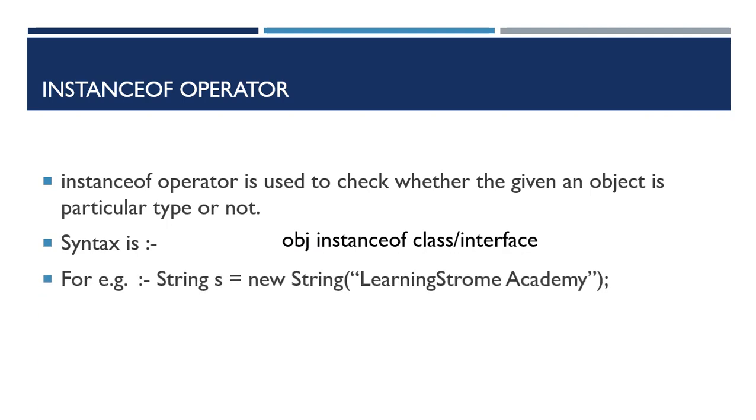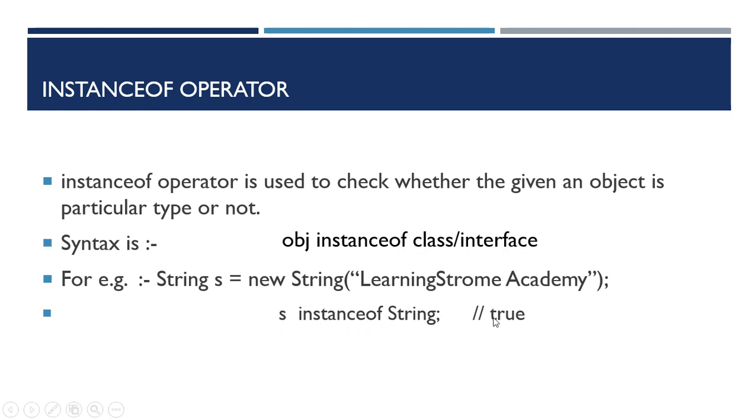First, let's take a normal example. I have a string, and I want to check whether it is of type String class. We are creating an object s, which is of string type. If I want to check whether it is a kind of String object or not, then we can use s instanceof String, and it will return true.